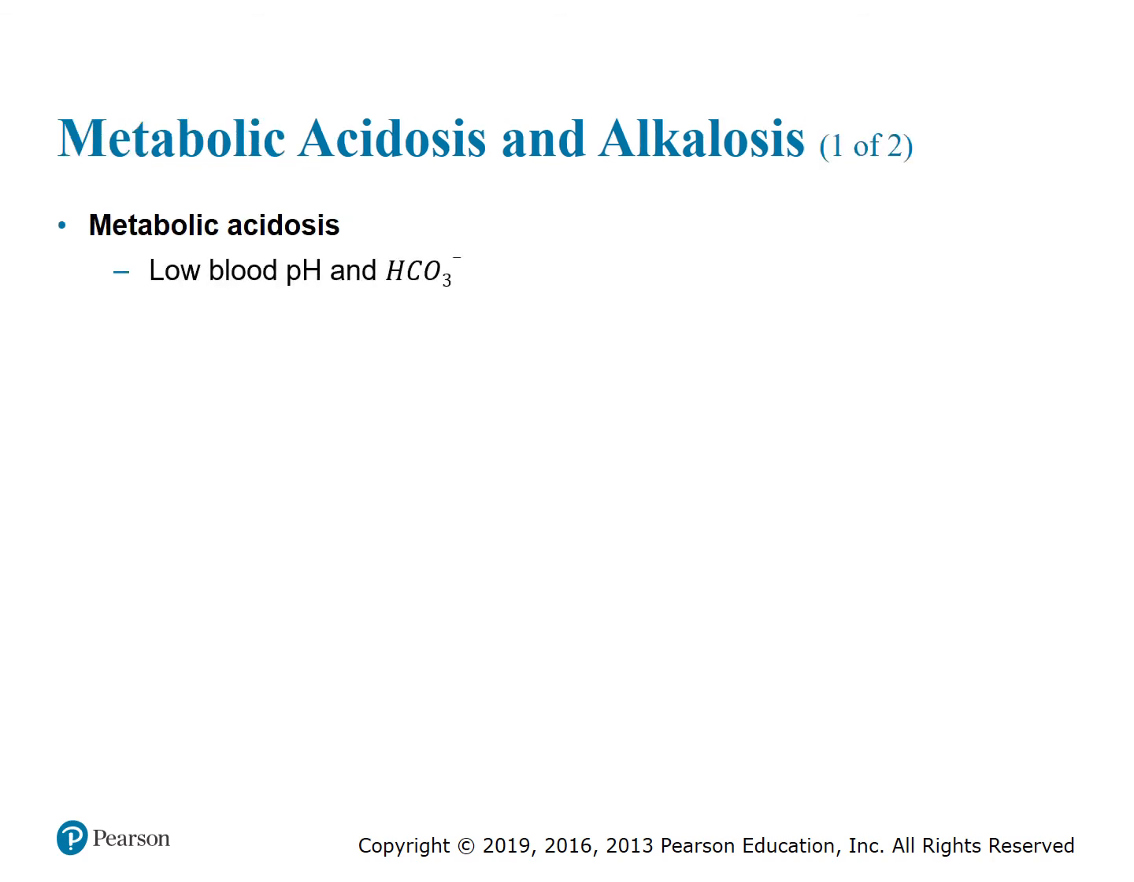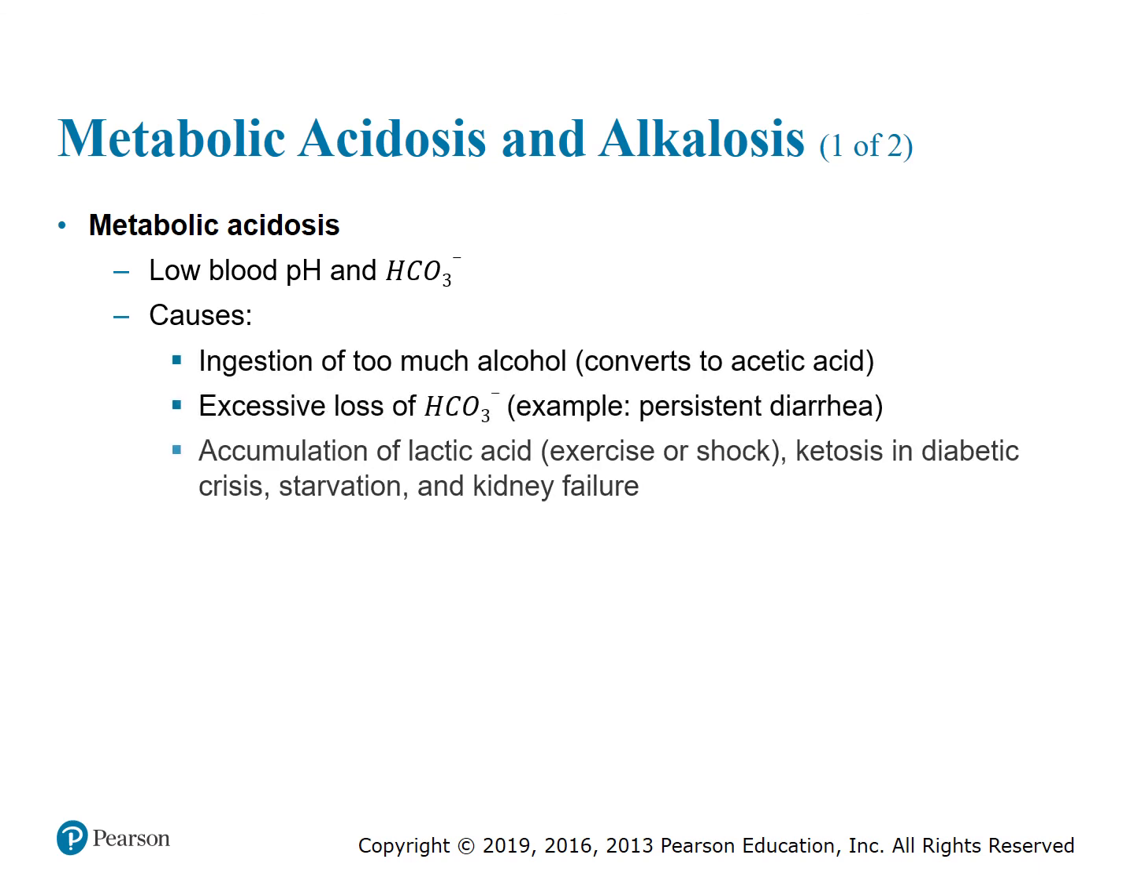Now, metabolic acidosis is going to be indicated by a low blood pH and bicarbonate levels, and your causes can be the ingestion of too much alcohol, and the reason why that causes acidosis is because it converts to acetic acid. An excessive loss of bicarbonate can happen in persistent diarrhea, or the accumulation of lactic acid under exercise or shock, ketosis in diabetic crisis, starvation and kidney failure. So these can be causes of metabolic acidosis.